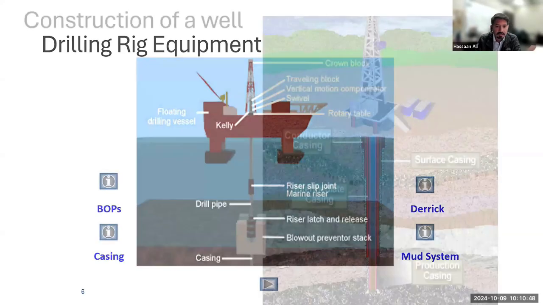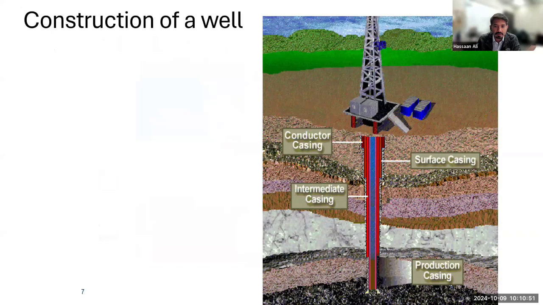Now, as I mentioned earlier, you have casing. Casing is essentially a big metal pipe that is lowered into the hole, and it provides the zonal isolation. It prevents the different formations from mixing into each other, or a high pressure formation pumping into the low pressure formation. And all of this casing, which you can see right over here, starts with the biggest one, which is called conductor casing. We are going to discuss different types of casings in the next few slides.